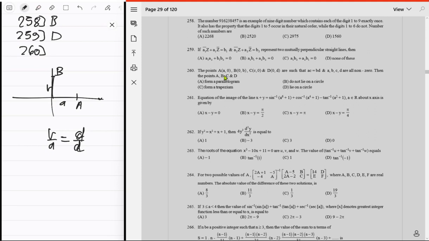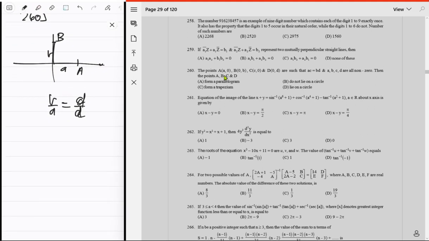Again, do these points form a parallelogram? No, they form a trapezium. Okay, we checked both first. No, they do not lie on a circle. Will they lie on a circle or something? When do 4 points lie on a circle? Okay, their determinant is 0, right? Like x plus y square equal to c, something like that, right? Well, whatever.